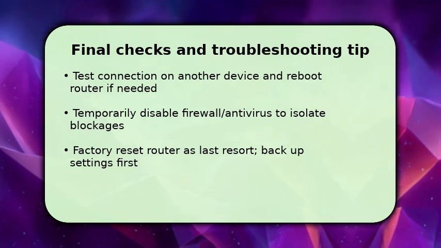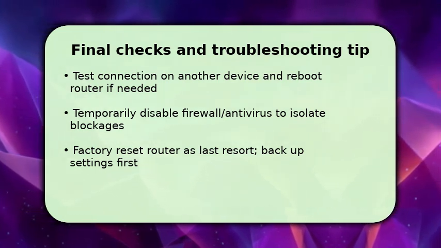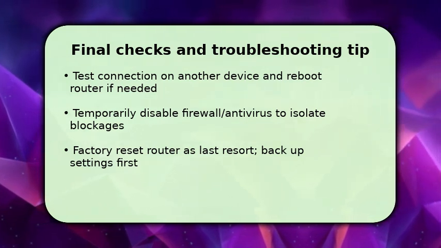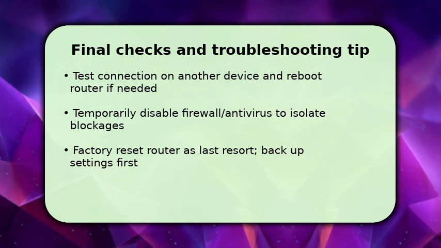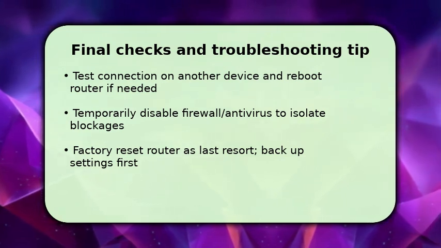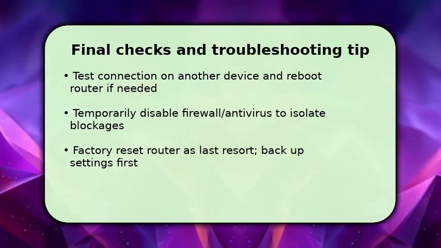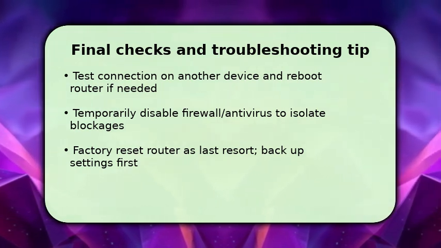As a last resort, perform a factory reset on the router, but back up its configuration first so you can restore ISP credentials. Troubleshooting tip: if intermittent drops persist, test using Ethernet to determine whether the issue is wireless or broader network hardware.